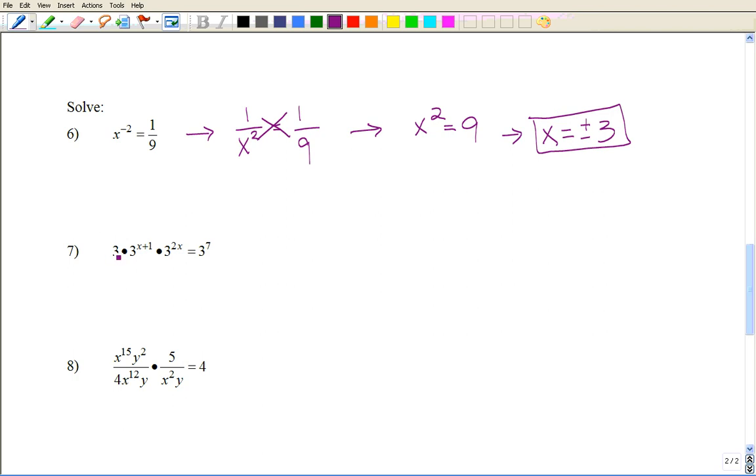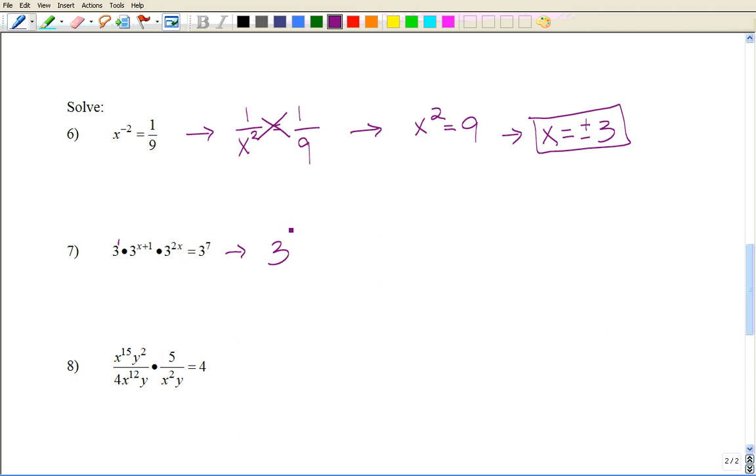Okay, number 7, we have 3 times 3 to the power of x plus 1 times 3 to the power of 2x equals 3 to the 7th. So notice all of our bases are equal to 3 here. So that means, since we have an equation, left side equals the right side, let's simplify that left side first. So we have 3 to the power of, when we have like bases, we add the exponents. Don't forget that this first 3 really has an exponent of 1. We just don't write it there.